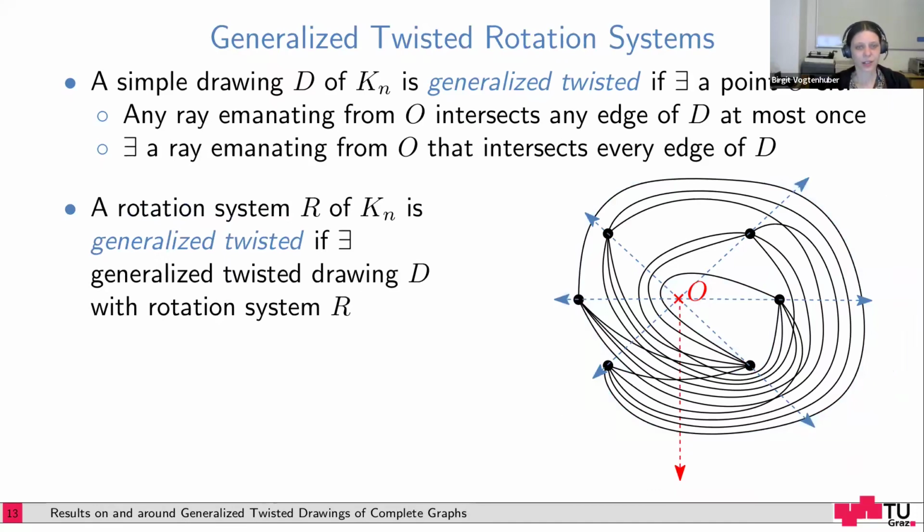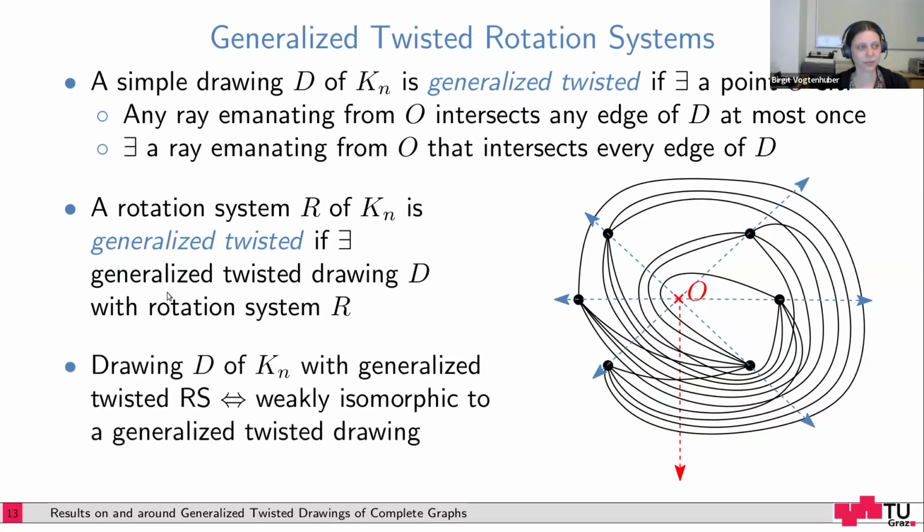Now, I've talked about rotation systems before, so let me talk about them again. If we have a rotation system, we don't have a drawing, and especially we don't have C-monotone curves. So we call a rotation system of the complete graph generalized twisted if there exists some drawing of that rotation system that fulfills the properties of being generalized twisted. And hence, a drawing with a generalized twisted rotation system is weakly isomorphic to some proper generalized twisted drawing.